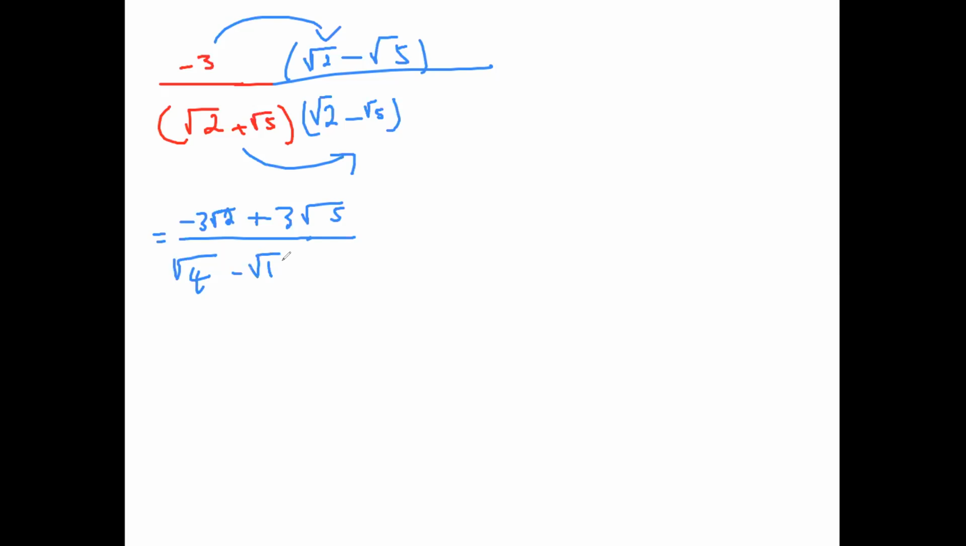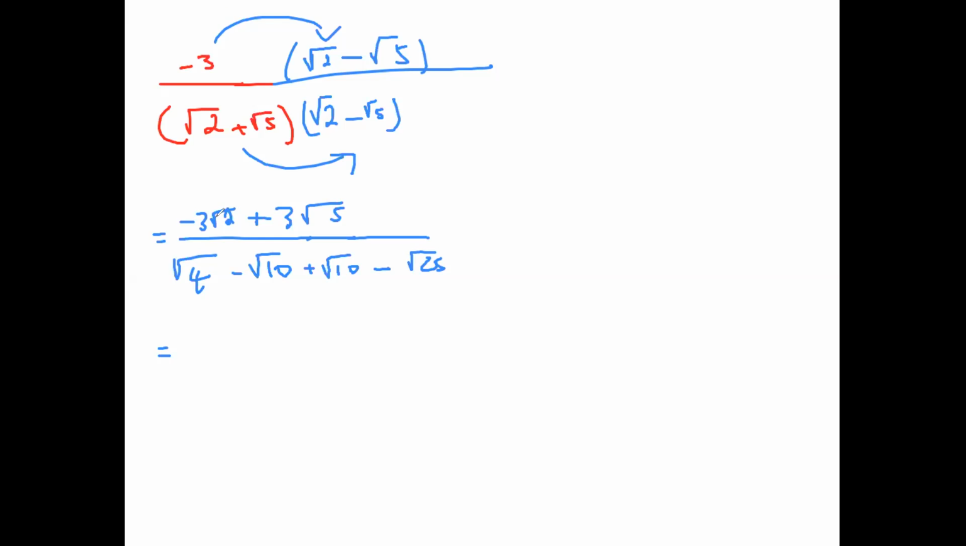So radical 10. Then this one, radical 5 times radical 2, that's radical 10 again. Finally, radical 5 times radical 5, the sign is negative, radical 25. And simplify if you can.